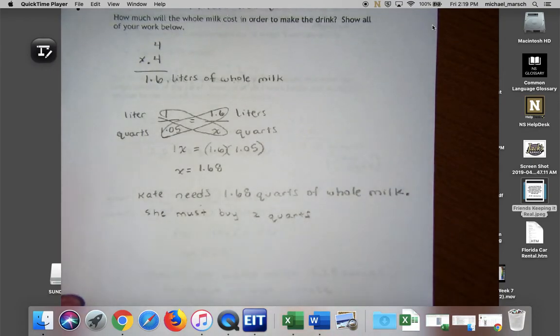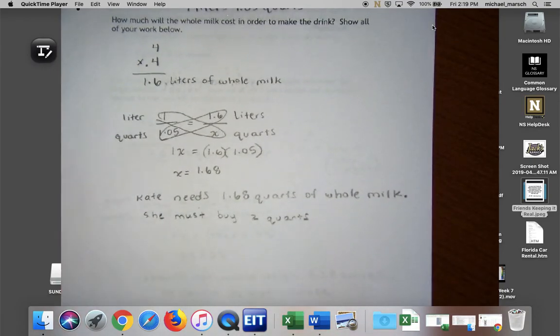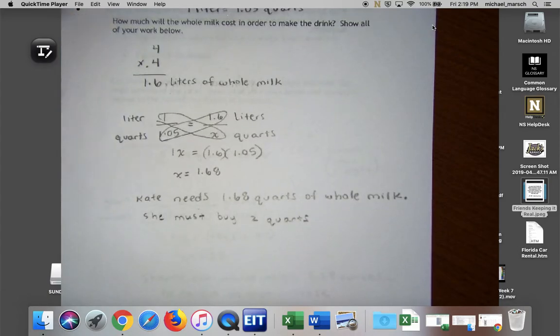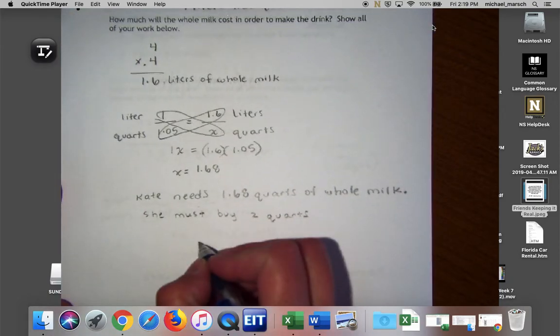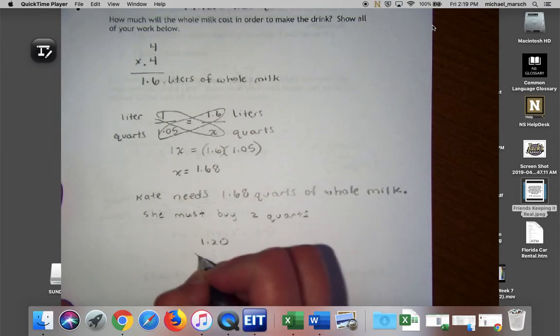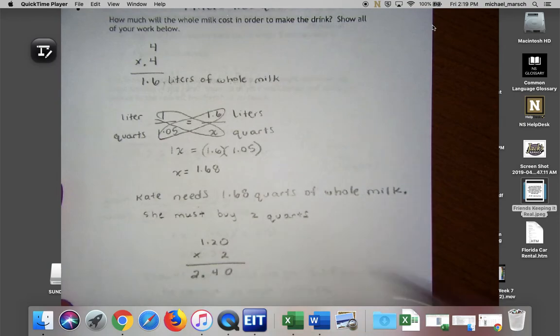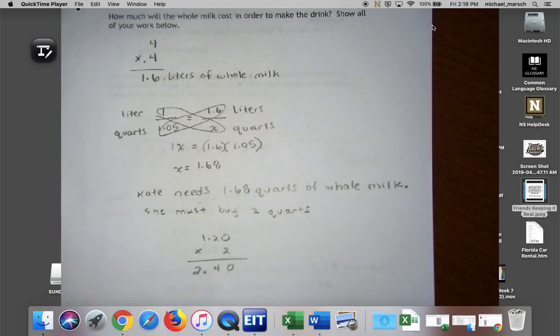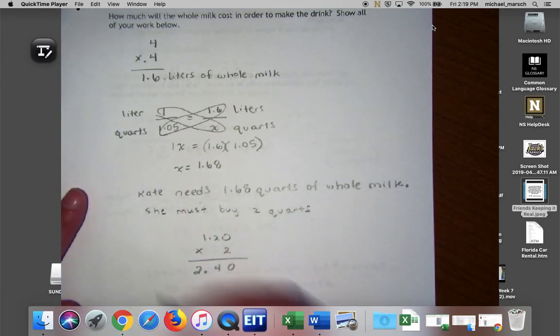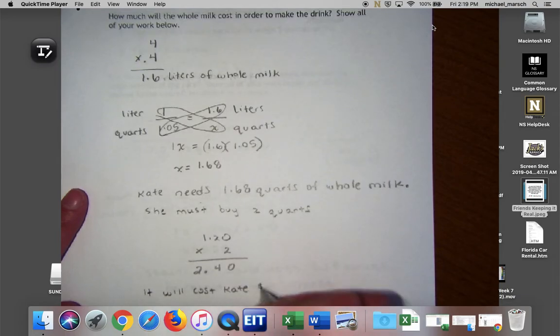All right, so how much is it going to cost her? Because remember, that was the actual question. How much will the whole milk cost in order to make the drink? $1.20 times 2. Unless you have tax. Well, a lot of food isn't taxed at the grocery. I know that sounds weird, but a lot of stuff isn't taxed. It will cost Kate $2.40.